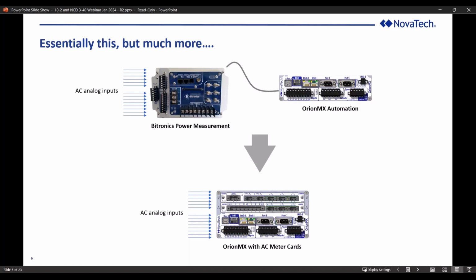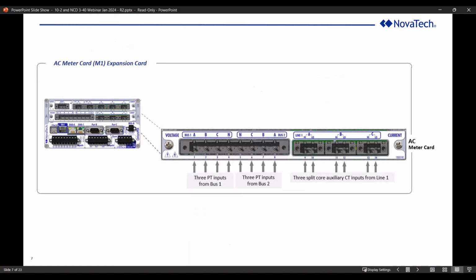A little more detail on the cards. Next slide. This is the AC meter card. There's PT inputs from bus 1 and or bus 2. Those are up to 600 volt. So they can be used in 480 volt applications where you directly bring in that voltage.